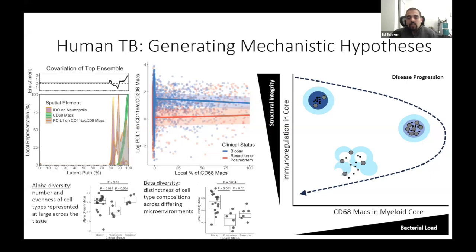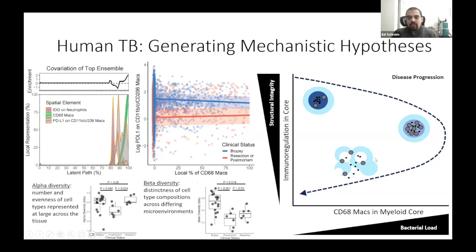Aaron emphasized that in human tuberculosis, granuloma structure is actually associated with immunoregulatory function, like PD-L1 expression. And she showed that CD68 macrophages are associated with bacterial load. So we can imagine a good granuloma with highly immunoregulatory core keeping the bacteria contained. But as CD68 macrophages begin to populate the core, immunoregulatory function like PD-L1 expression starts to go down. And this can lead to a decay of the granuloma structure.